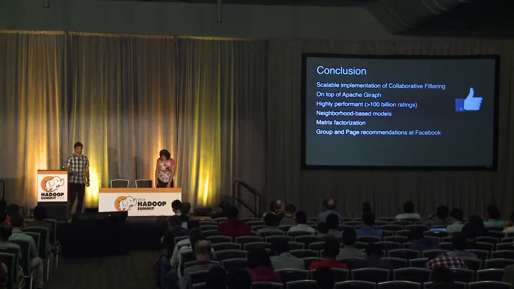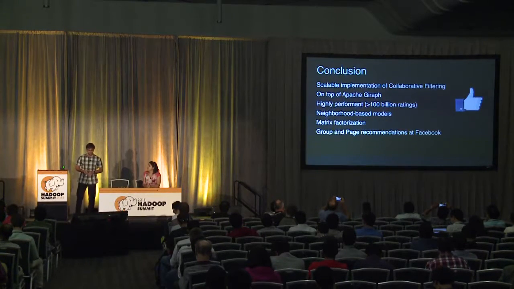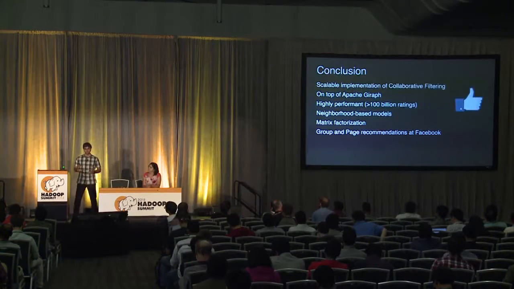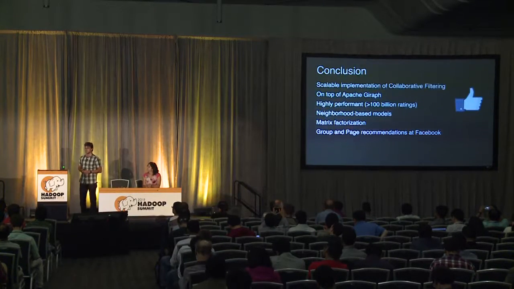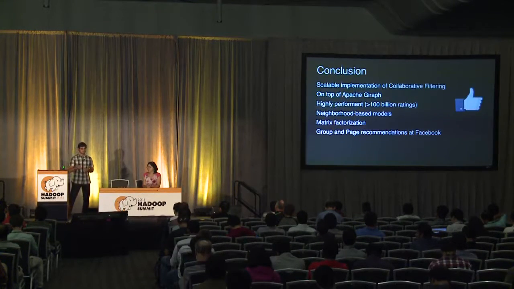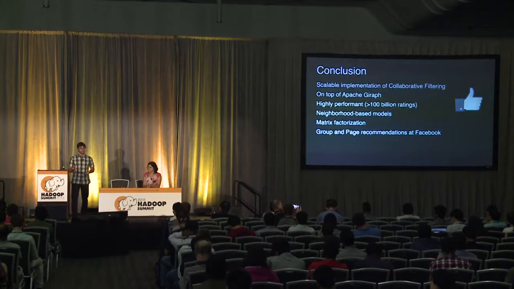And finally, to conclude, here we presented our scalable implementation of a collaborative filtering algorithm using Apache Giraph as a platform. Our solution is highly performant as we can handle more than 100 billion ratings in a reasonable time. And the largest known values in this field were at least 2 orders of magnitude lower. Our implementation is also easily extendable. We presented 2 potential approaches that one can use, which are item-based neighborhood models and matrix factorization, together with the actual computation of the recommendations. And proving its value, this is now used in groups and page recommendations at Facebook.